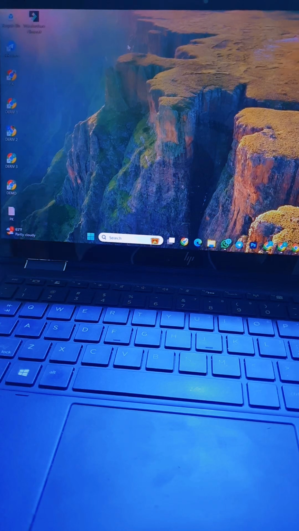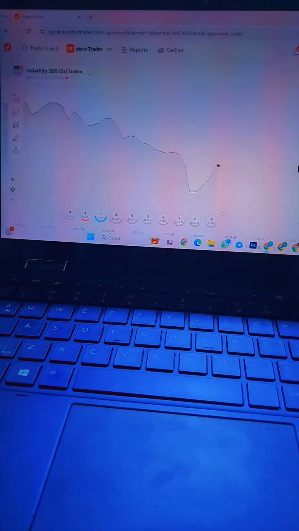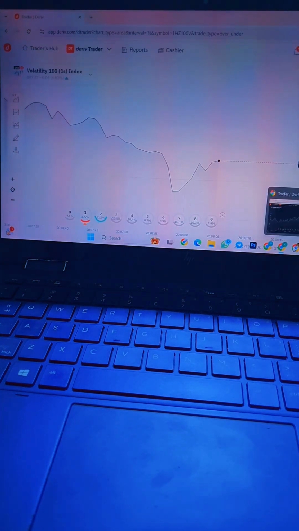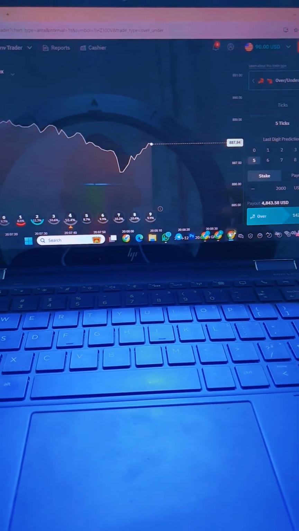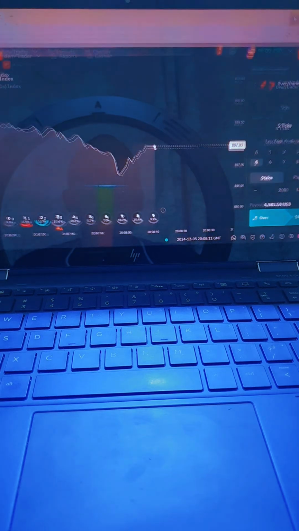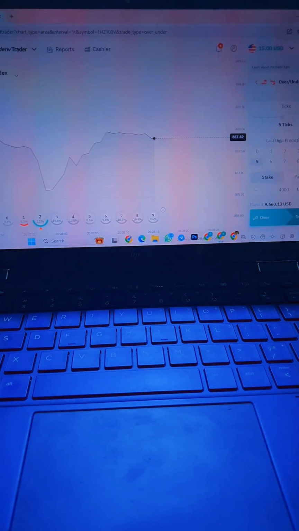So this is how we normally do it. As you can see here, I have opened 3 browsers. This is the first browser, this is the second browser, and this is my third browser. So let me put it straight. All these are browsers, and all these browsers have accounts.